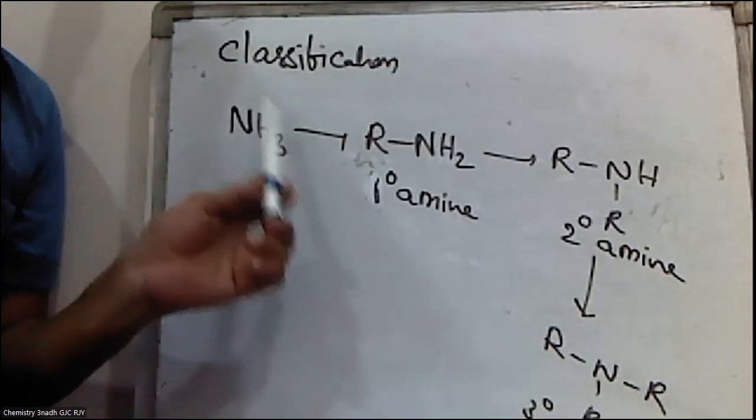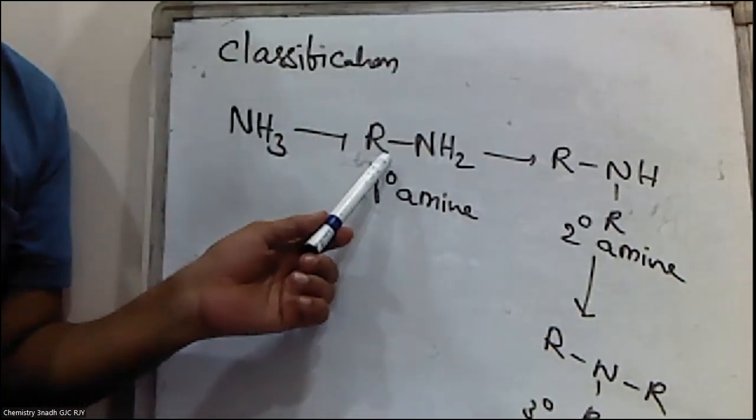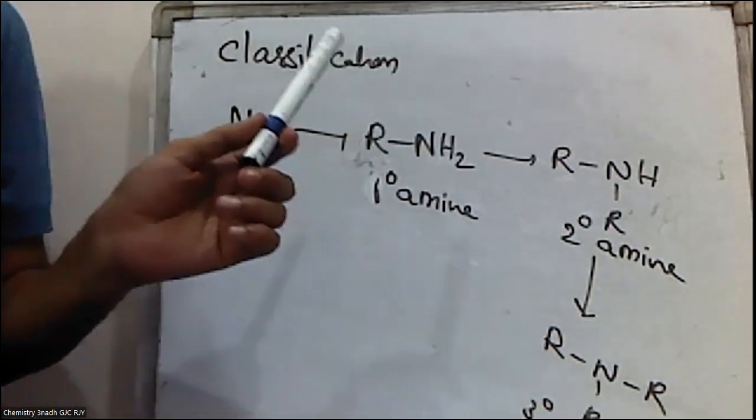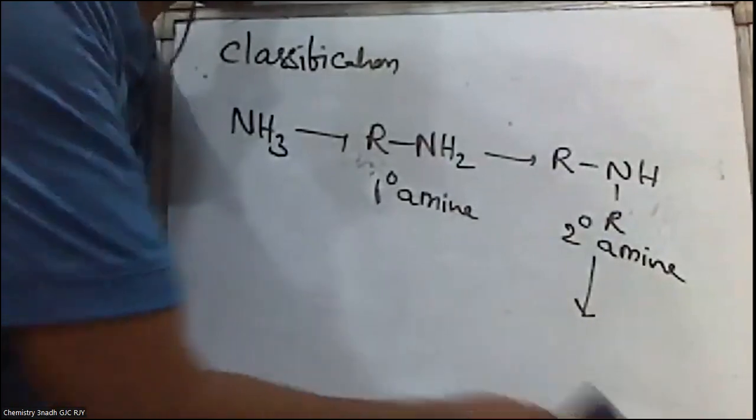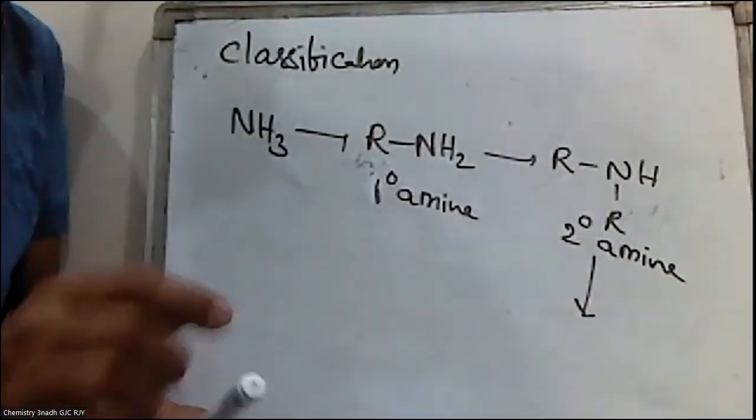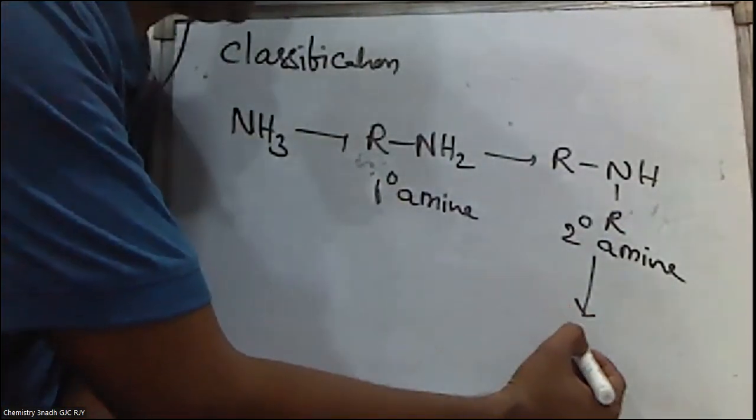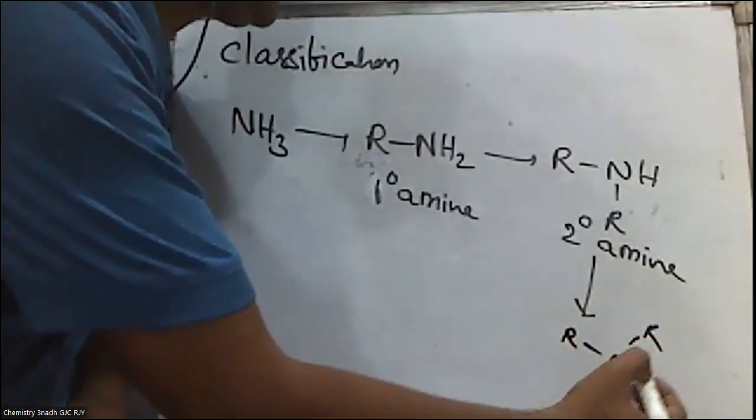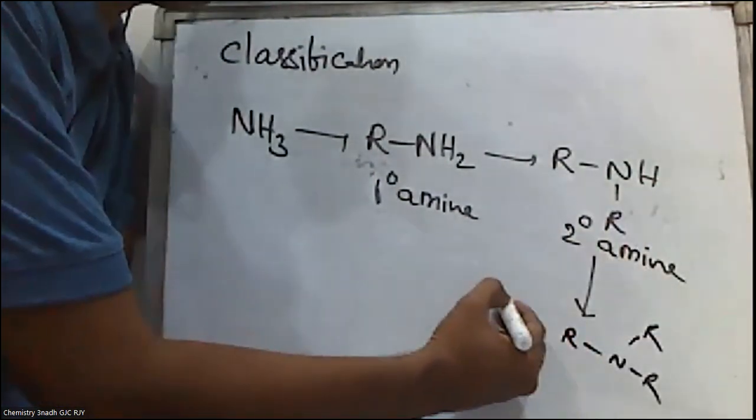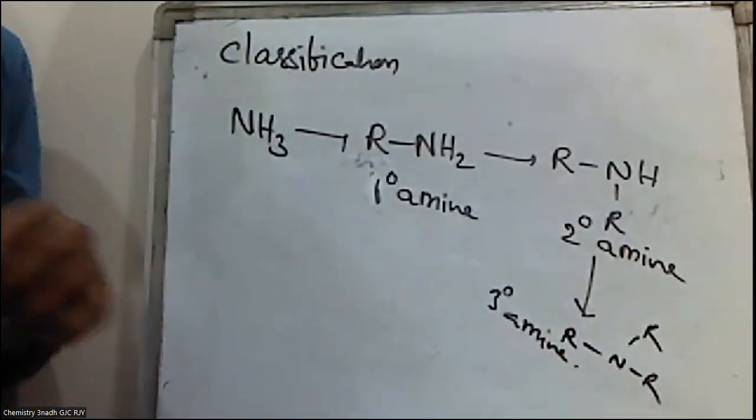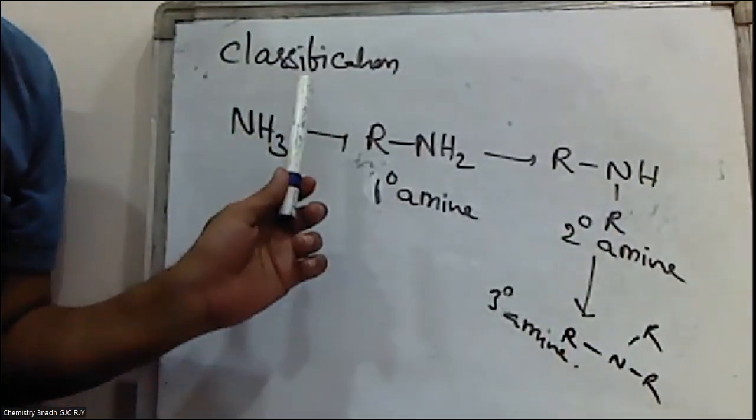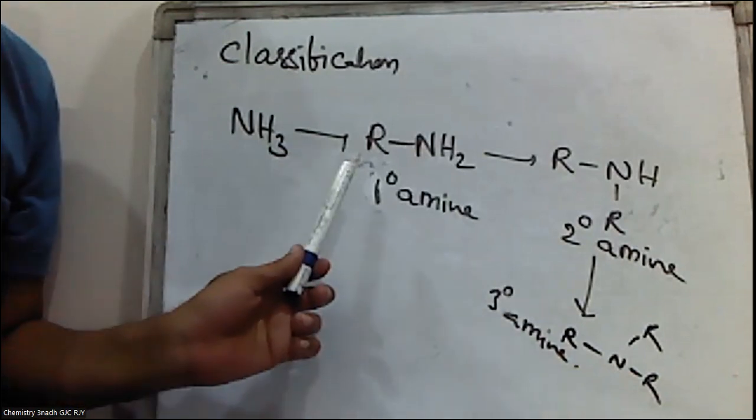If one hydrogen is replaced with an alkyl or aryl group, it is called a primary amine. If two hydrogens are replaced with alkyl or aryl groups, it is called a secondary amine. If three hydrogens are replaced with alkyl or aryl groups, it is called a tertiary amine.